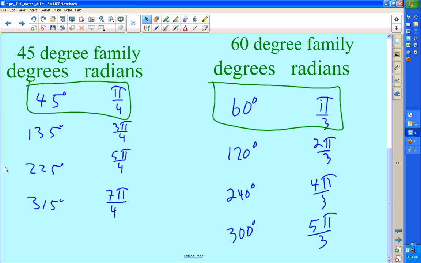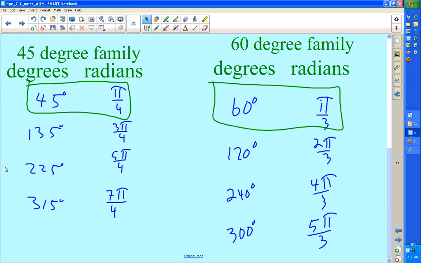So, do we really need to memorize these ones? No, we can generate them very quickly. We really need to know quadrant 1. 60 degrees or pi over 3. 180 plus 60 is quadrant 3. 180 minus 60, quadrant 2. And 360 minus 60 gives you quadrant 4.